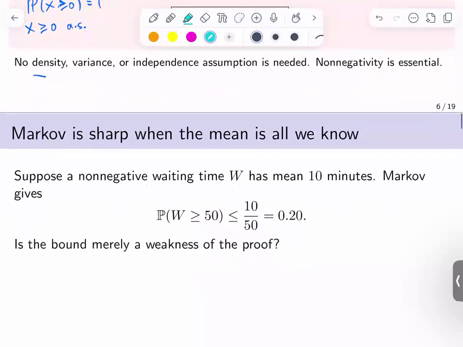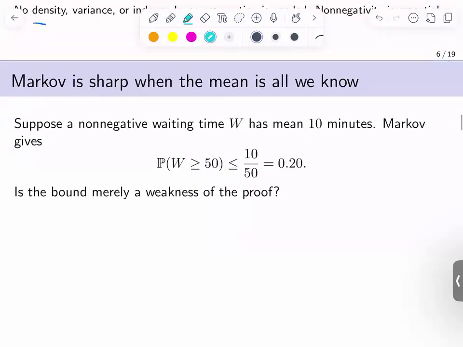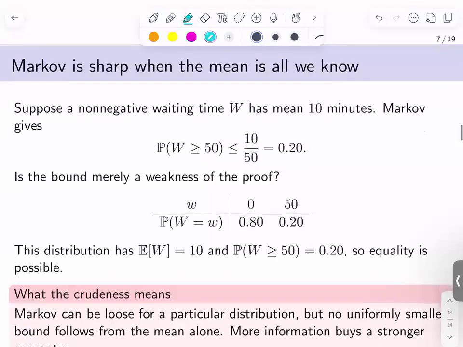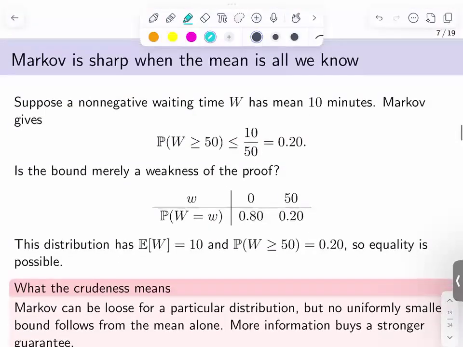Does it mean that you're assuming anything about the distribution of W? It doesn't. So it holds always. The probability that you have to wait at least 50 is at most 20%. Okay, this is true always. For certain distributions it could be less, but there are distributions for which this holds with equality. So for example, you can construct this distribution.